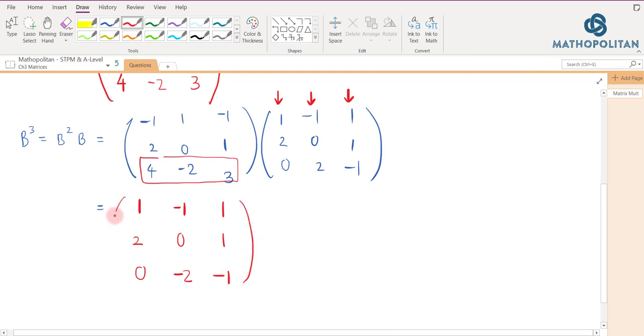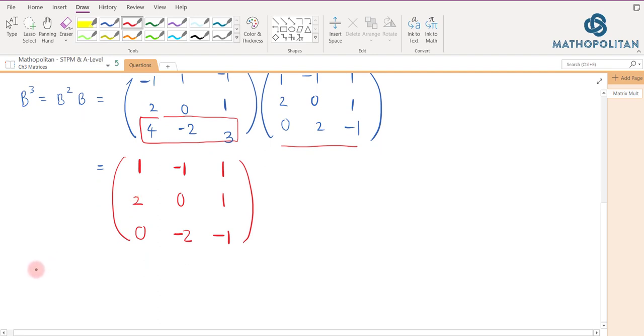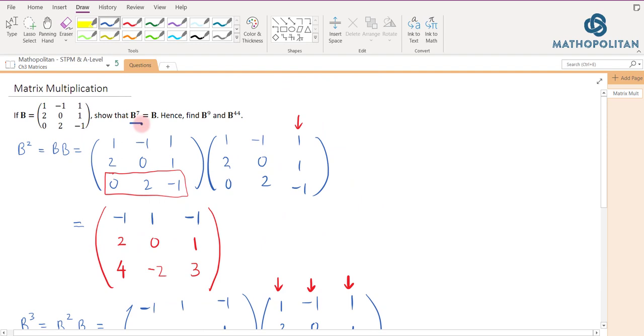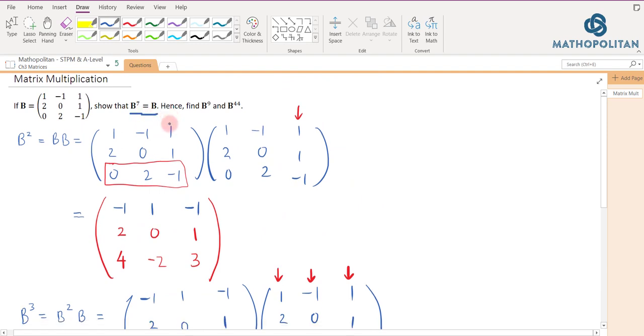Now, what can we deduce about this b to the power of 3? You can see that b to the power of 3 is actually equal to b. So there is one conclusion that we can derive here: b to the power of 3 is equal to b. So how do we then use this result to show that b to the power of 7 is equal to b?